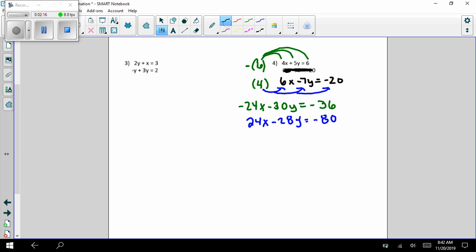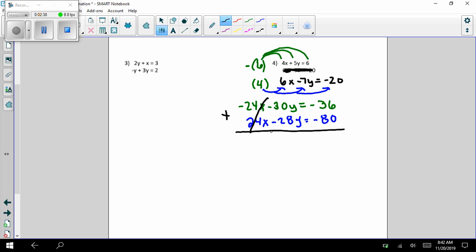We're now just going to double check that everything is lined up before we add. Our x's are lined up, our y's are lined up, and our constants are lined up. And now, since we threw that negative in, we did make opposites here. We have negative 24x and positive 24x. So we can go ahead and slash them out.